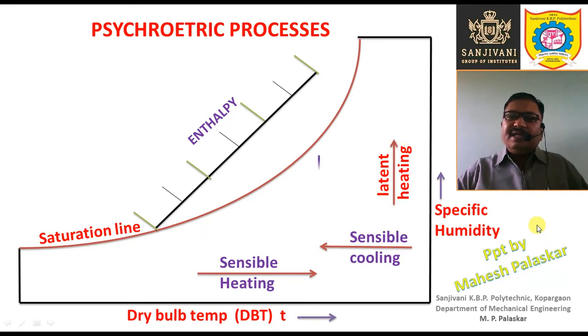Okay, now similarly we have the opposite process to latent heating, that is latent cooling. So during latent cooling, the specific humidity directly decreases, right, or the humidity ratio, or the moisture content, or the absolute humidity directly decreases. But the dry bulb temperature is constant. There is no change in the dry bulb temperature. So this latent cooling is represented by a vertical line with the arrow pointing in the downward direction. Arrow is in the downward direction. So that is nothing but the latent cooling process.